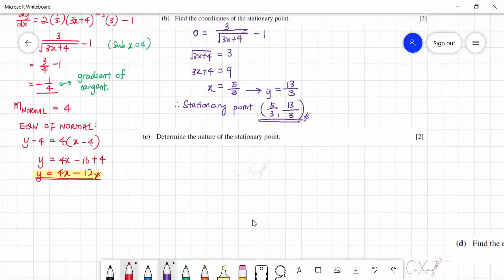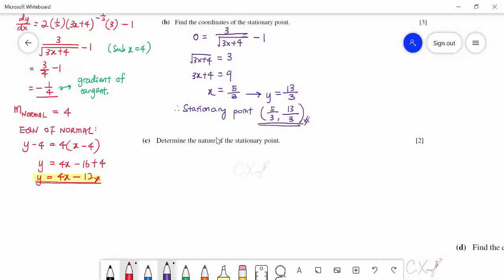Alright, so to determine the nature of the stationary point, you need to find out d squared y over dx squared. You need to have the second derivative. So again, for the first derivative, we have dy over dx equals 3, then (3x + 4) to the power negative half, then minus 1. So this is my dy/dx.